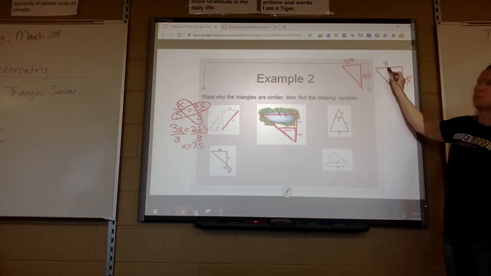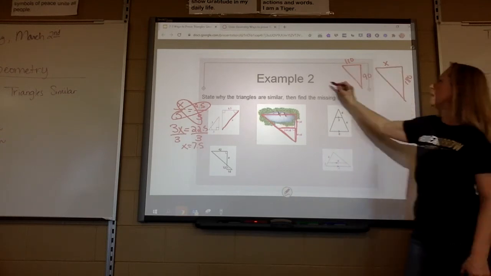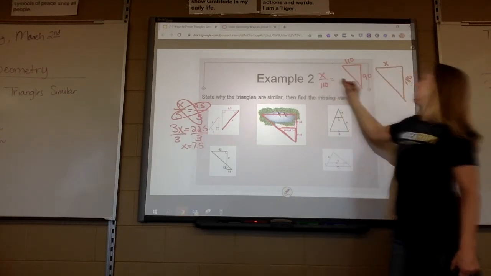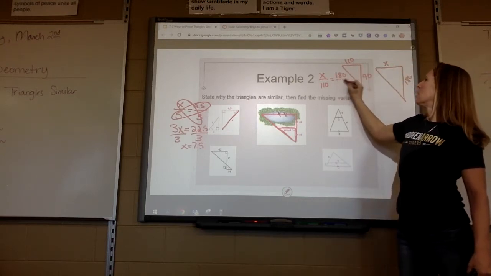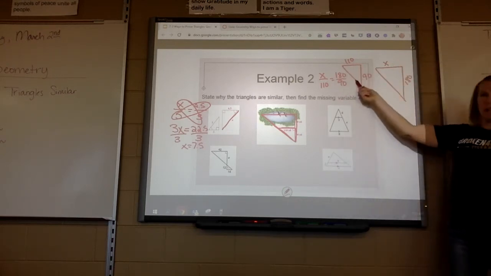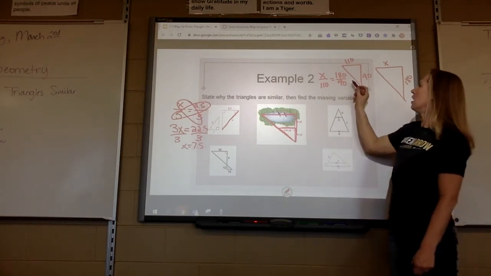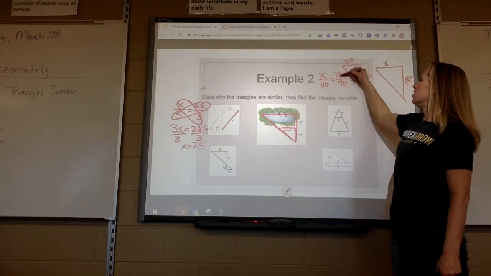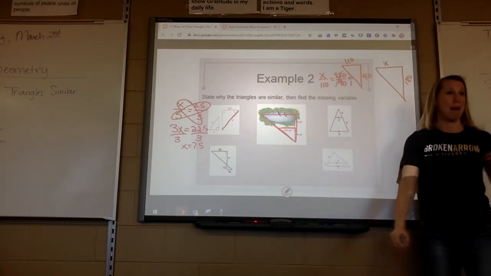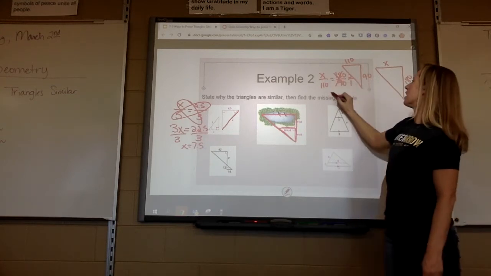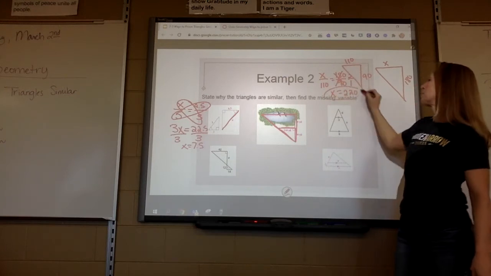So X corresponds with 110. 180 corresponds with 90. Notice I went right to left, so I have to go right to left again. 45. Cross multiply. This I could reduce. 90, I'm going to reduce that. 2 over 1. That makes the math a lot easier. So 1 times X is X. 2 times 110 is 220.